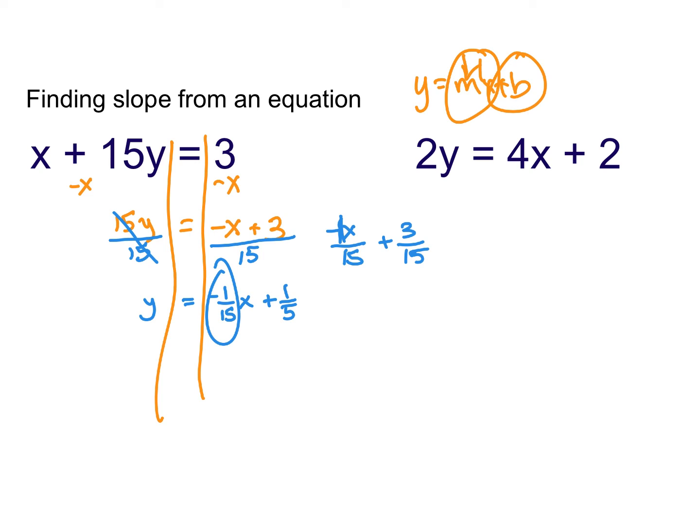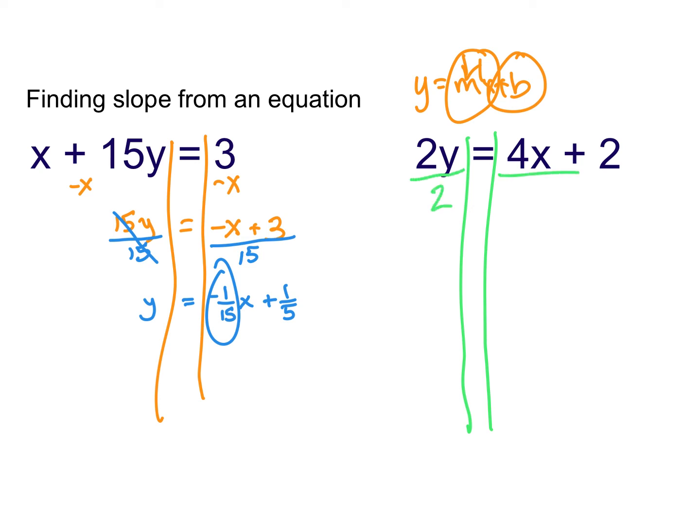Let's do it again over on this other side. Okay, so on this one, it's a little simpler because I have everything in the same format, except there's 2 y's over here, and I can only have 1 y. So I'm going to divide by 2 so that I get just 1 y. I have y over here, y equals.